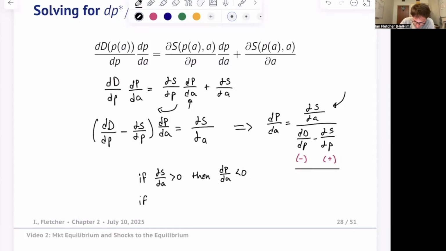And if this is negative, then dP/dA should be 0. So what this means is that regardless of the indirect effects, the direction of the change, the marginal change in the price, following a change in some other thing in the supply, all depends on the effect that the direct thing has on the supply.